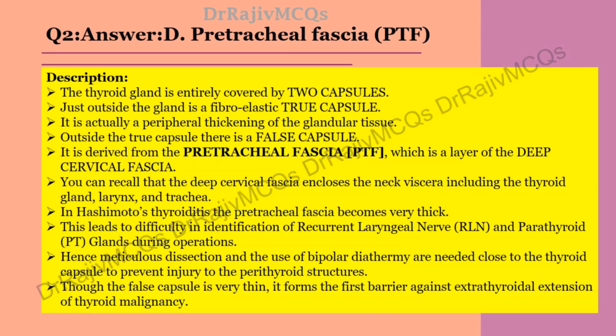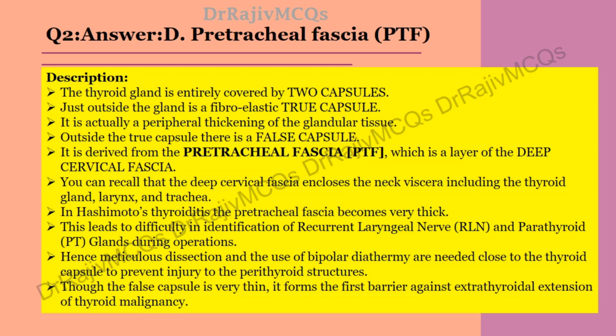The thyroid gland is entirely covered by two capsules. Just outside the gland is the true capsule. True capsule is actually a peripheral thickening of the glandular tissue. It forms septa into the gland parenchyma, dividing the gland into lobules. There is a dense capillary plexus deep to the true capsule. This is why, to minimize hemorrhage during thyroidectomy, the gland is removed along with the true capsule.